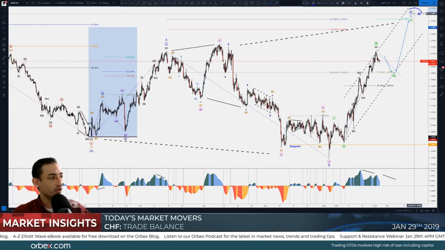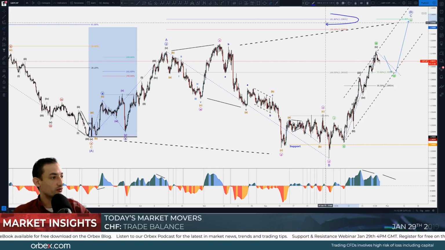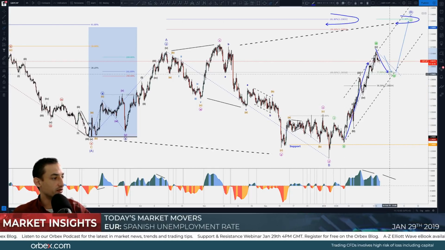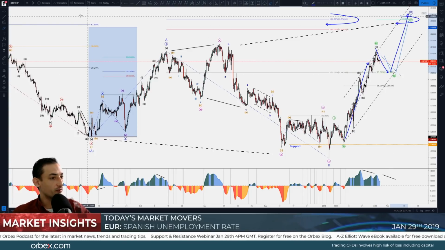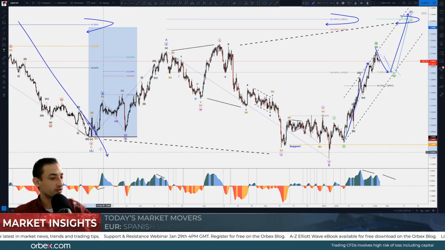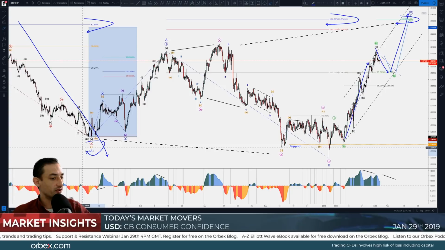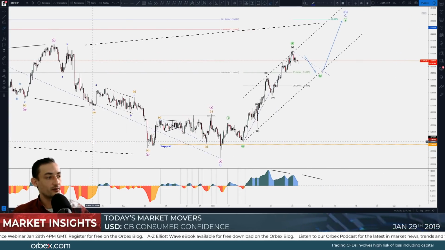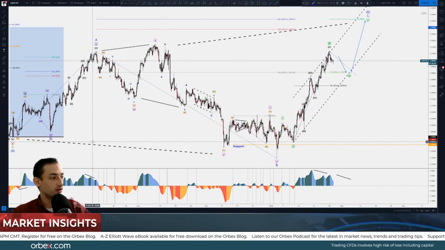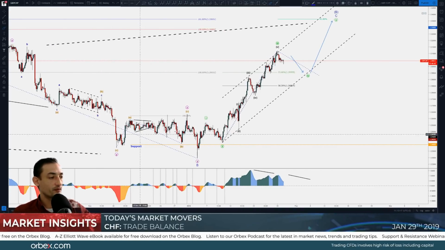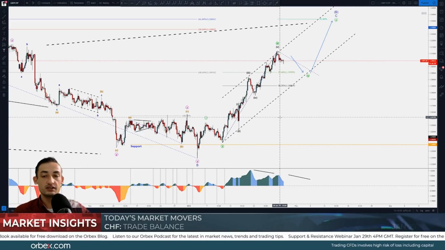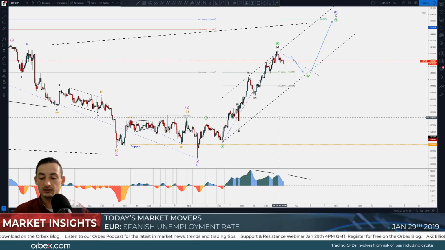intermediate wave B blue. Notice that the 161.8 also aligns with the 61.8 of 3 and 4's retracements, but also with the 61.8 of this minor drop right there in intermediate A. So Fibonacci levels are kind of lining up, and this could be a good view. We'll basically keep track of it, but I just wanted to send you guys these views your way.